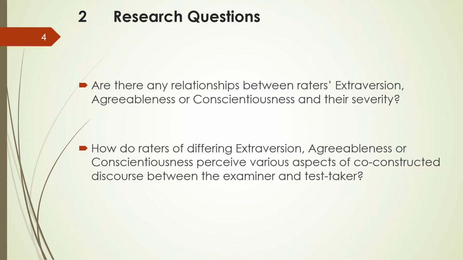Formalised into research questions, this idea is expressed on this slide. The first research question is a quantitative one. Are there any relationships between raters' extroversion, agreeableness or conscientiousness and their severity? And the second research question is a qualitative one. How do raters of differing extroversion, agreeableness or conscientiousness perceive various aspects of co-constructed discourse between the examiner and test taker?